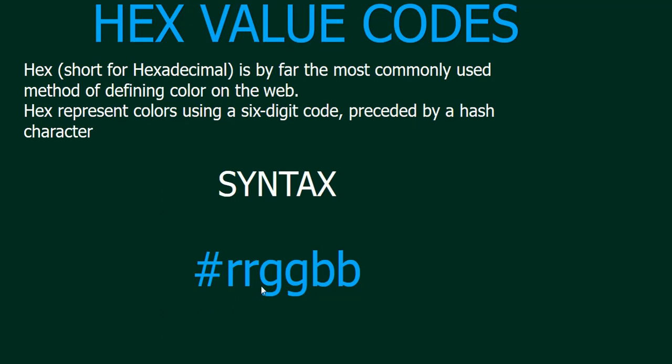You have hashtag RR, GG, BB. RR means red, GG means green, and BB means blue, just similar to our RGB. Here the hexadecimal ranges from 000 to FF. Unlike the other one that is 0 to 255, this one is 00 to FF.